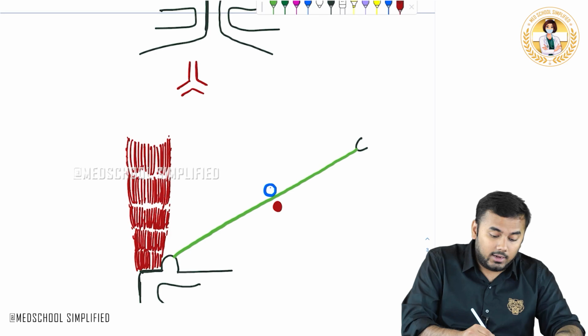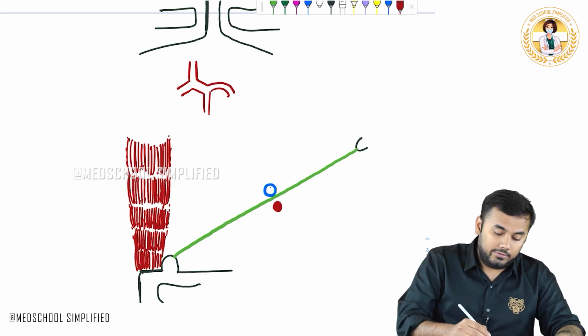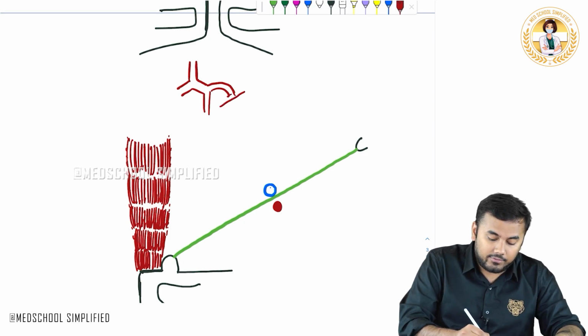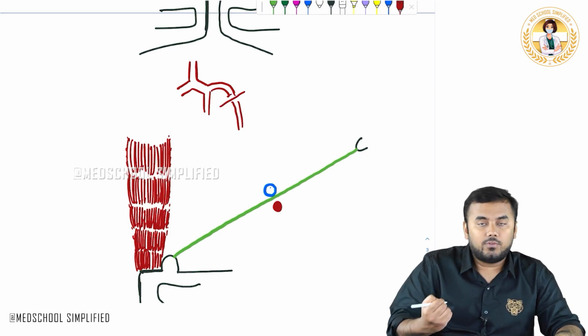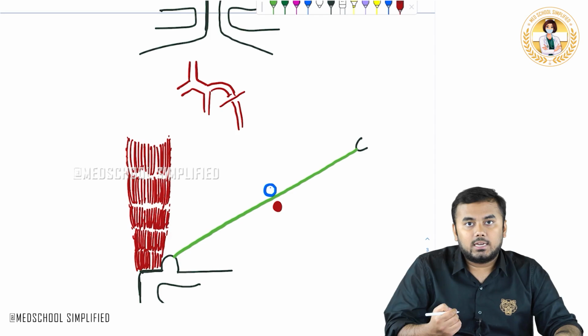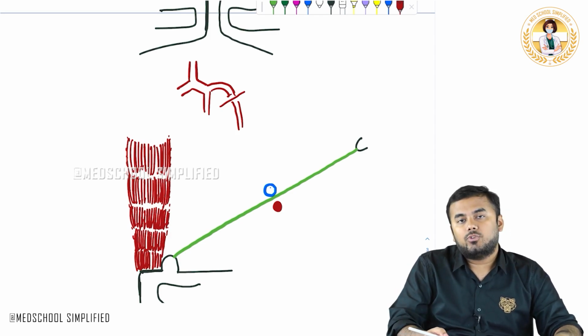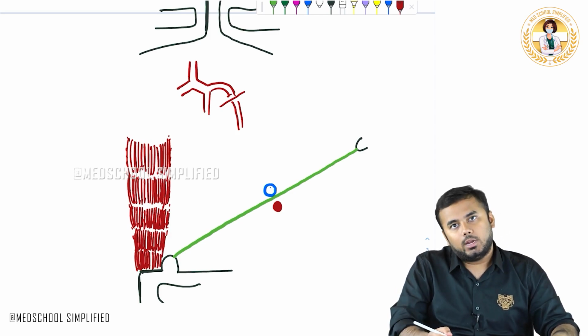So common iliac will again divide into external iliac and internal iliac artery. This external iliac artery, after the inguinal ligament, continues as femoral artery. So this is the external iliac artery which is continuing as femoral artery beneath the inguinal ligament.